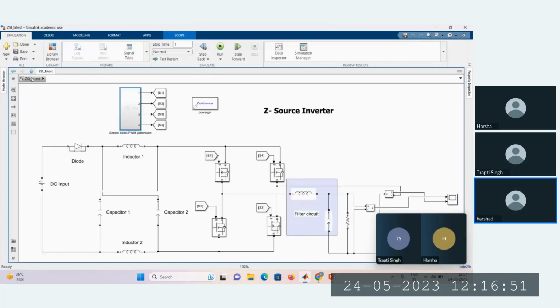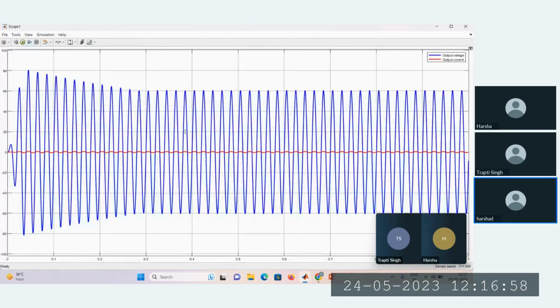By performing this pulse width modulation technique, we could observe a sinusoidal output voltage. This sinusoidal output has occurred because of using the filter circuit. If I had not included the filter circuit, then you could observe a quasi-sinusoidal waveform.